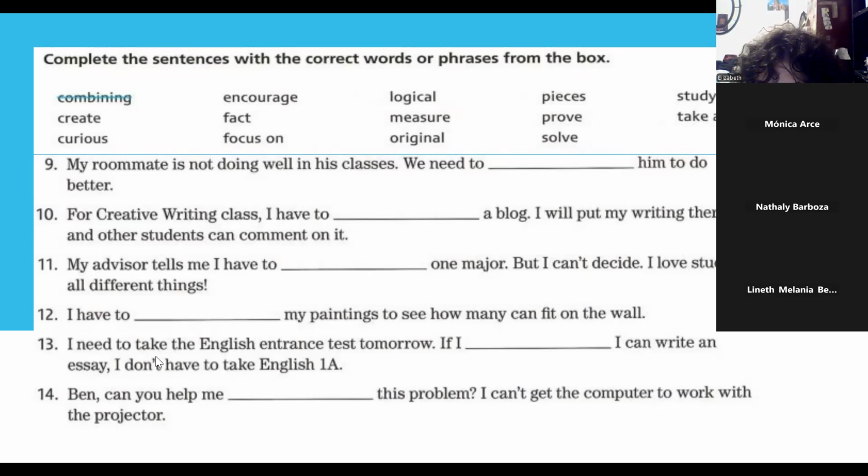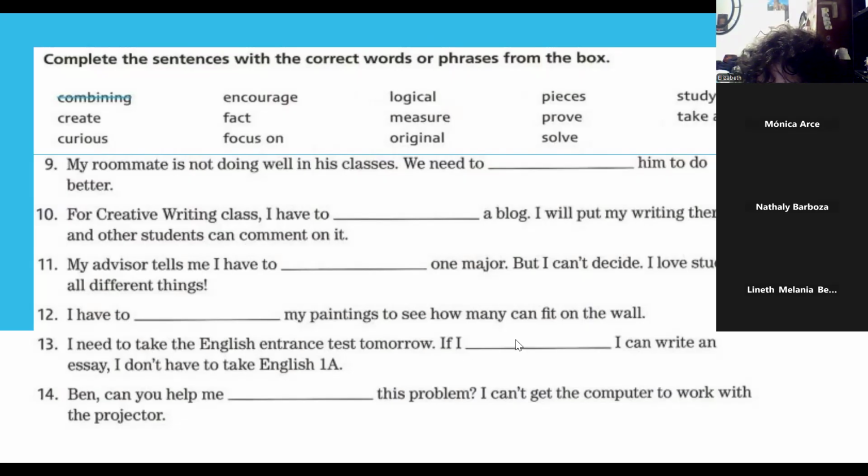Okay, I need to take the English entrance test tomorrow. If I can write an essay, I don't have to take English 1A. Necesito tomar el examen de entrada de inglés mañana. Si puedo escribir un ensayo, no tengo que tomar la clase 1A.